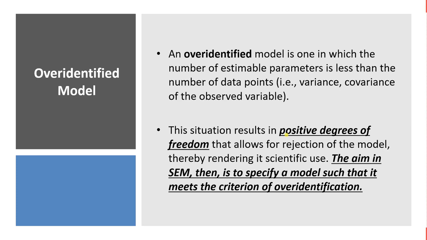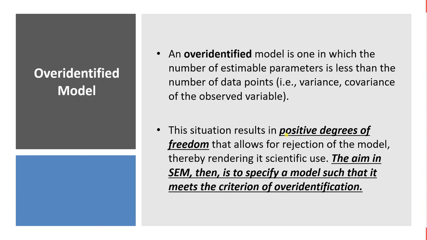Because of this positive degrees of freedom, we are in a position to reject the model, and therefore this is the model which is of interest to the scientist and is of some scientific use. So again, I am concluding that our aim is to specify a model and meet the criteria of over-identification. If it is just identified, then parameters can be estimated, but the model cannot be rejected.